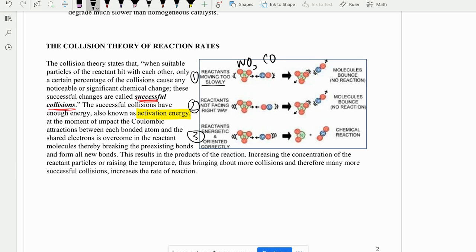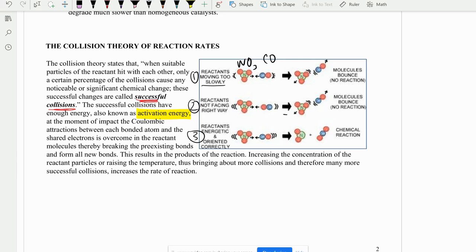And so what you can see here after the arrow is nothing has changed. No reaction has occurred because the reactants were moving too slowly, so they just bounce off of each other, and, well, no chemistry. If you look at the second scenario in the image, you can see that when we have the two reactants and they're not oriented or facing the proper way, again, after the arrow, nothing has happened here. They just, again, bounce off of each other and no reaction occurs.